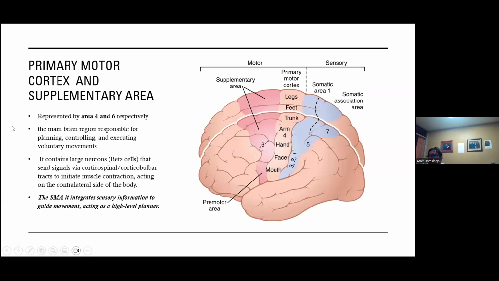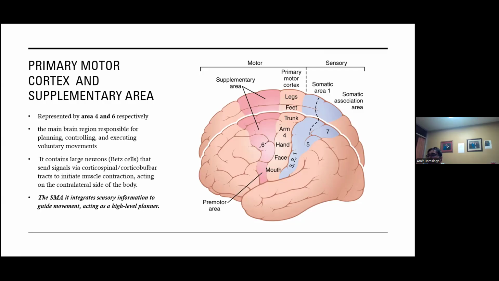Now, talking a little bit more in terms of our respective functional areas of the different lobes. So first, going back to the frontal area, you have the primary motor cortex and the supplementary area. Now, these areas are represented by the Brodmann areas, which are cytoarchitectural functional areas that were devised in order to compartmentalize and give function to the different parts of the respective lobes and their subdivisions. So the primary motor cortex is represented mainly by area 4, and the supplementary motor area is represented mainly by Brodmann area 6.